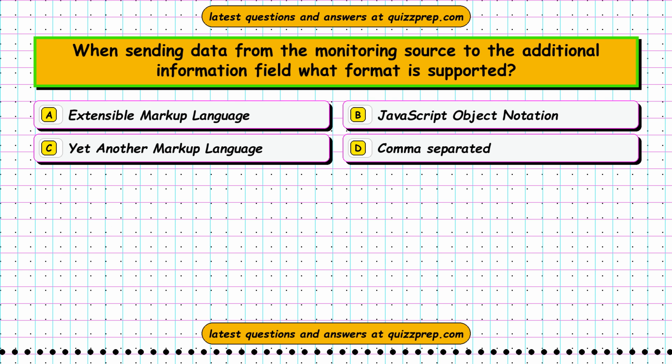Question 60. When sending data from the monitoring source to the additional information field, what format is supported? Option A. Extensible markup language. Option B. JavaScript object notation. Option C. Yet another markup language. Option D, comma separated.